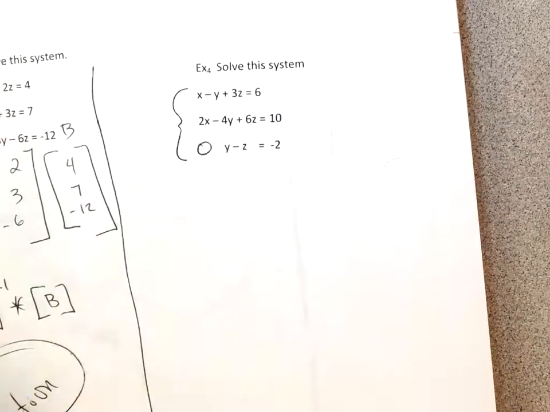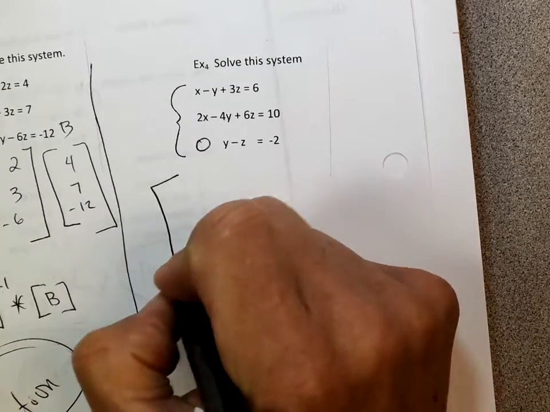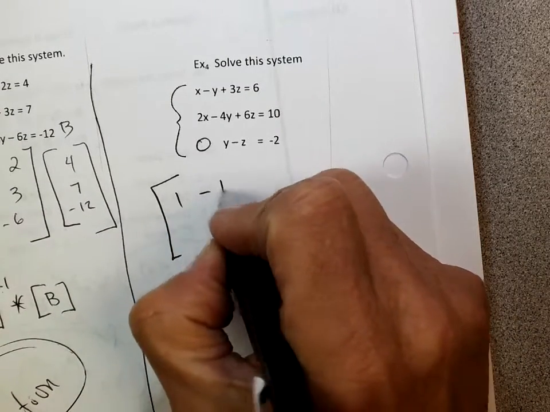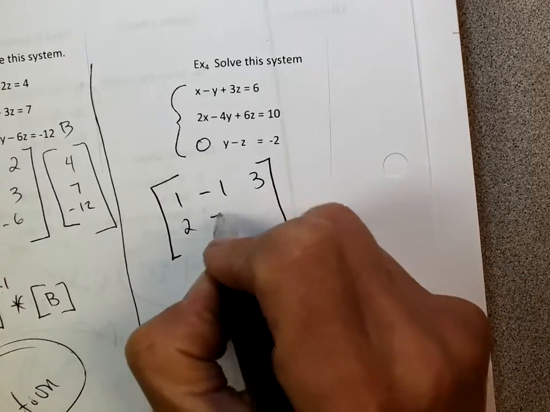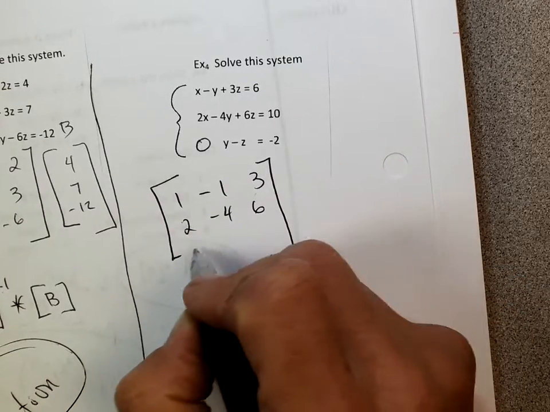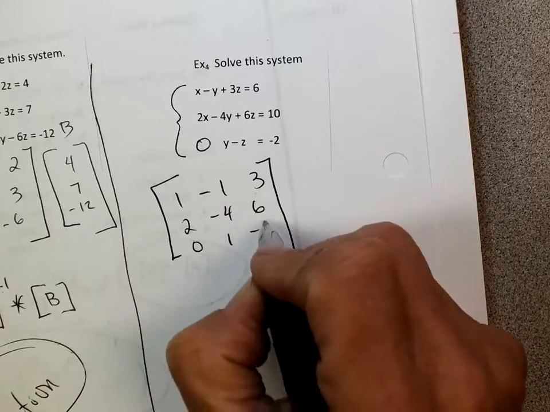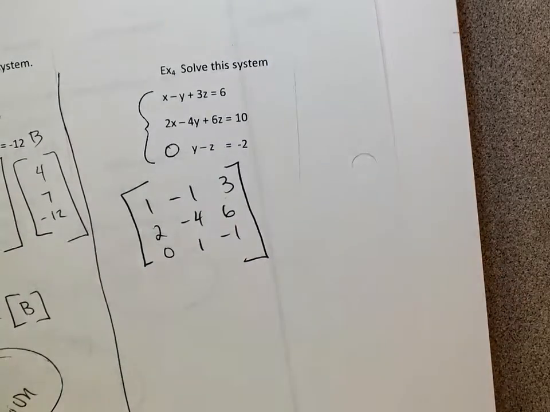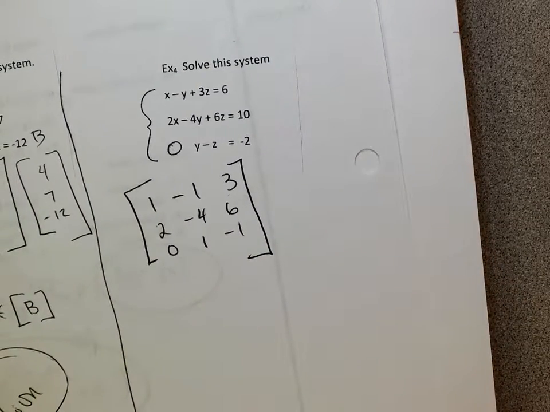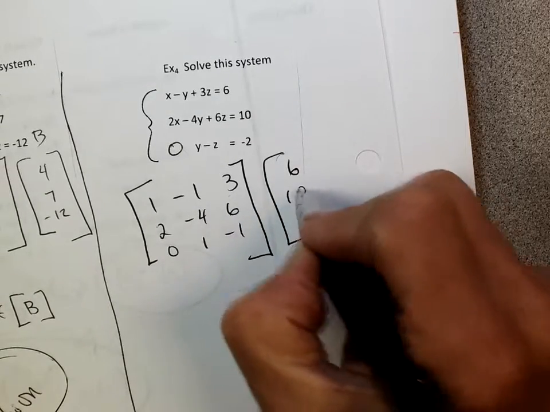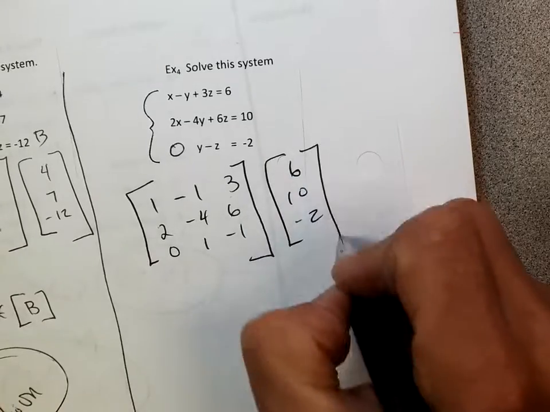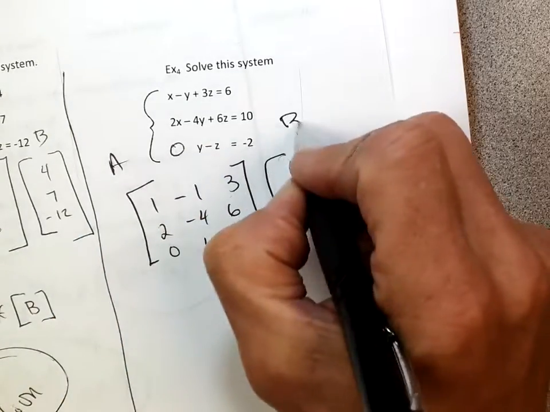So let's create our matrix. It's going to be 1, -1, 3, 2, -4, 6, 0, 1, -1. Okay. Matrix B: 6, 10, -2. And we'll put them back in, okay?